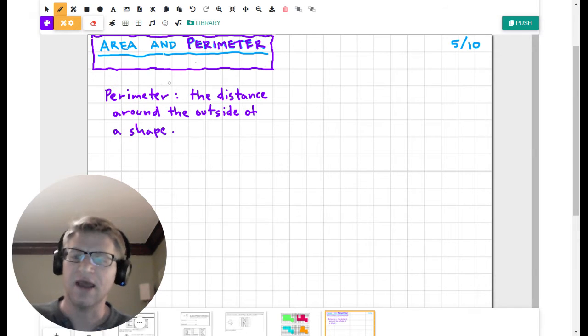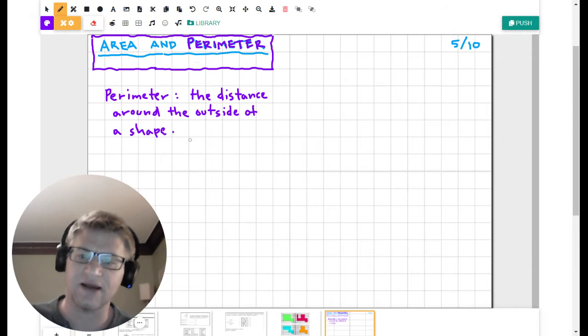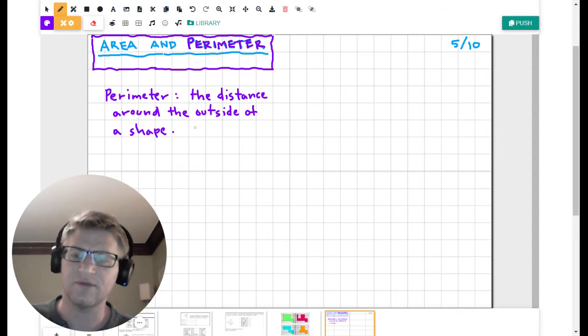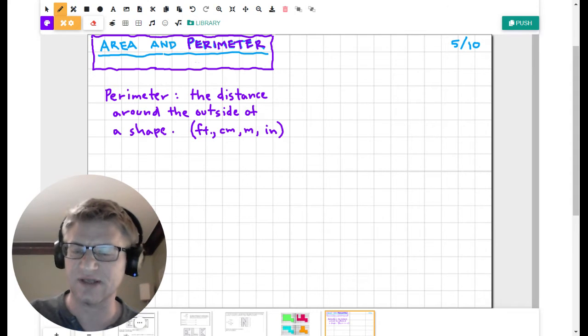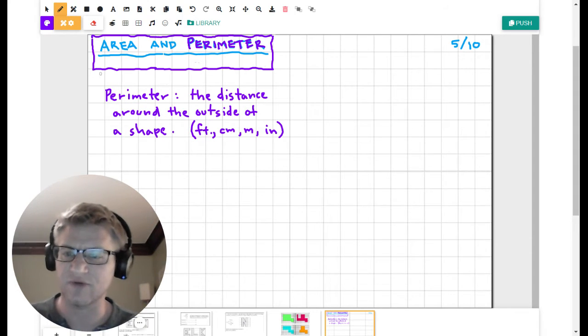That's your definition. And a perimeter is always measured in a linear distance, like feet. You'd measure it in feet or centimeters or meters or inches, right? So I'm mixing up my different units here. Feet and inches go together. Centimeters, meters go together. But you're measuring it in linear distance, which means it's just a straight line measurement. So if you're measuring something in a perimeter, you're just talking about how far the distance around.